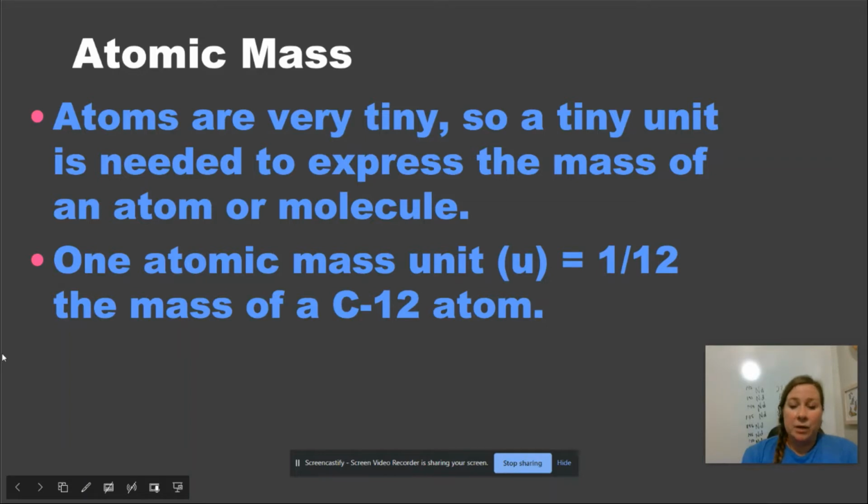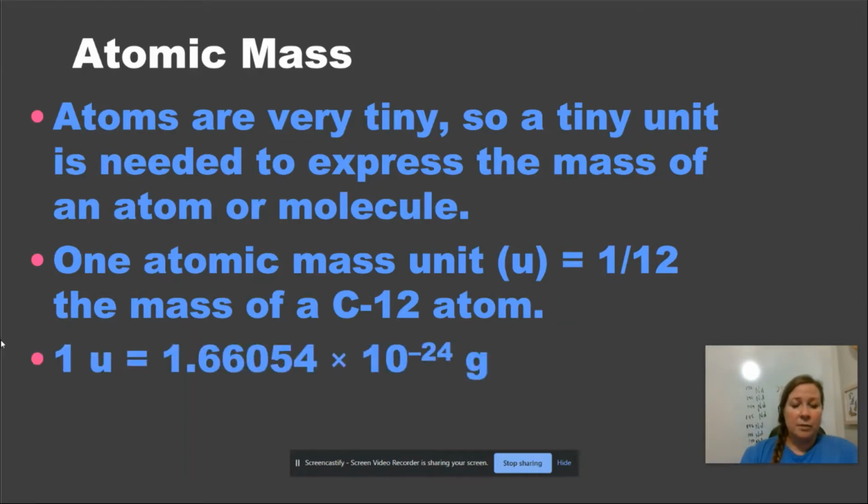One atomic mass unit is the unit we would use, and that's equal to 1/12 of the mass of a carbon-12 atom. So 1 U is equal to, in grams, 1.66054 times 10 to the negative 24th grams. Tiny, tiny amount.